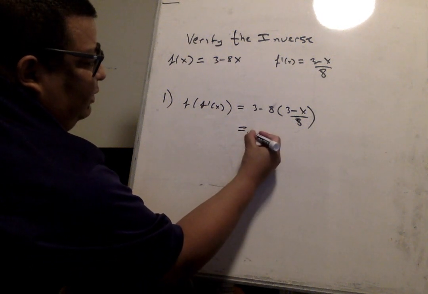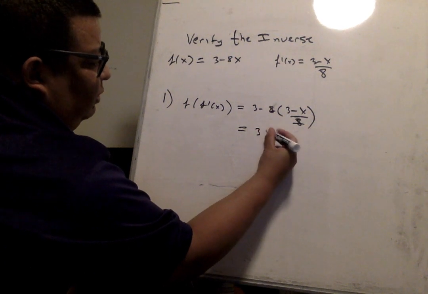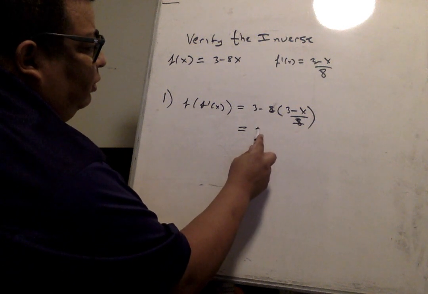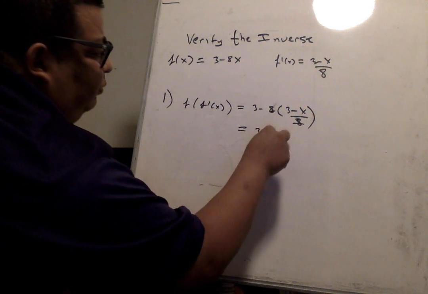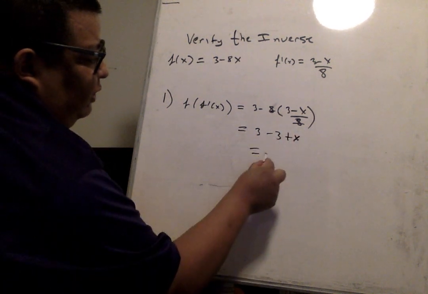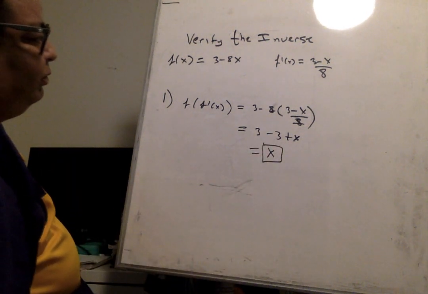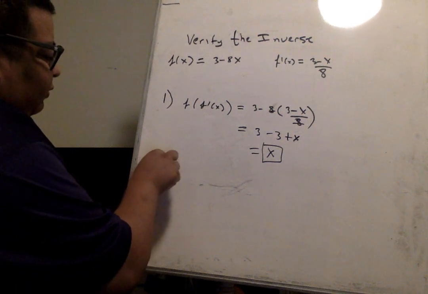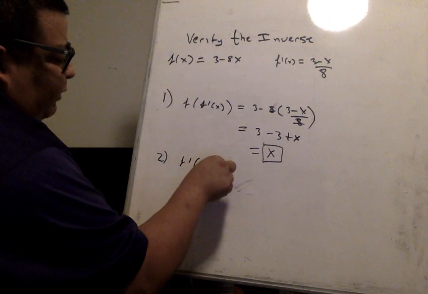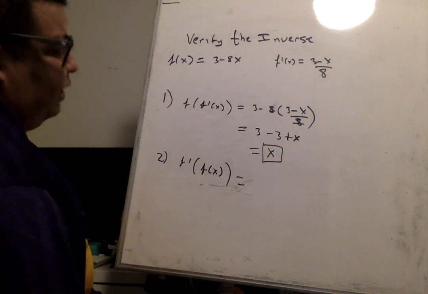Okay, so the identity. Now we cancel the 8, so we're left with 3 minus 3 plus x. So that's equal to, 3 minus 3 is 0, so we're left with x. So that's the first step. We check one side. Now we check the other. We flip this one, so we do f inverse of f of x, and we should also get the same thing, x, and then we know that that's the inverse.